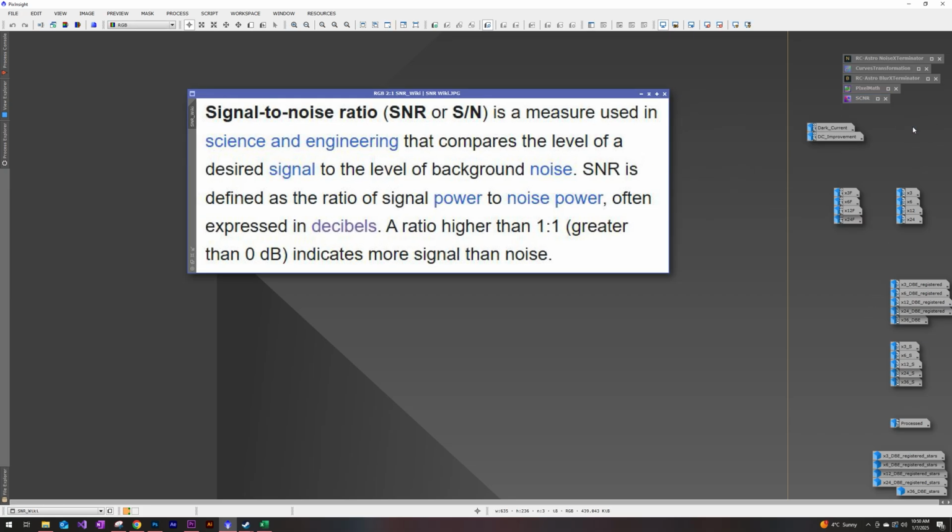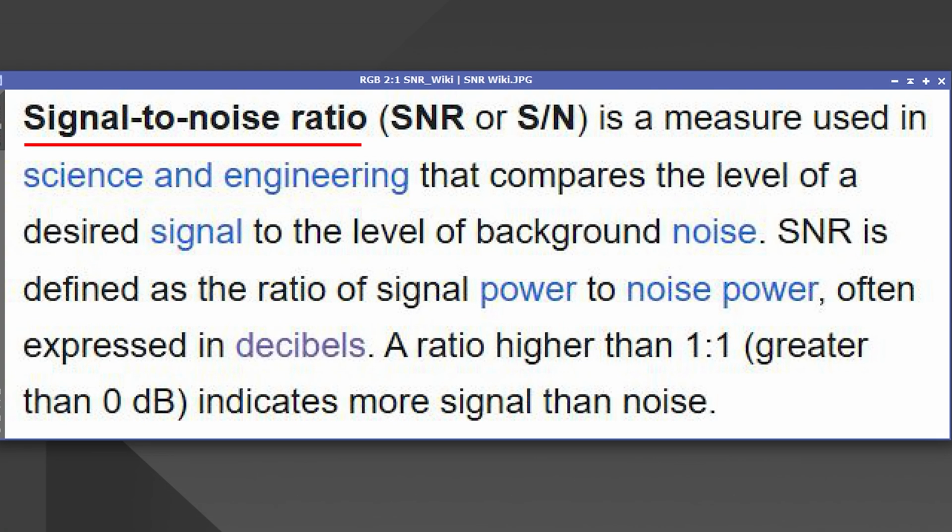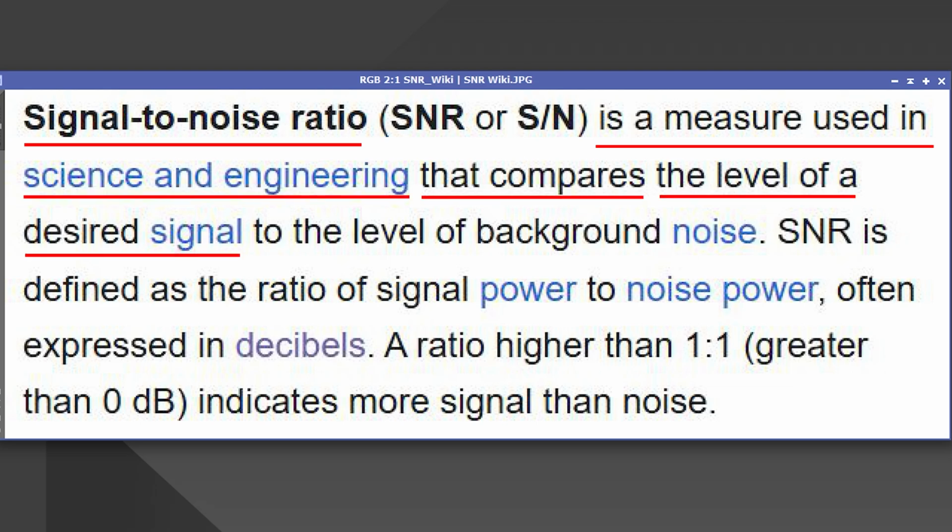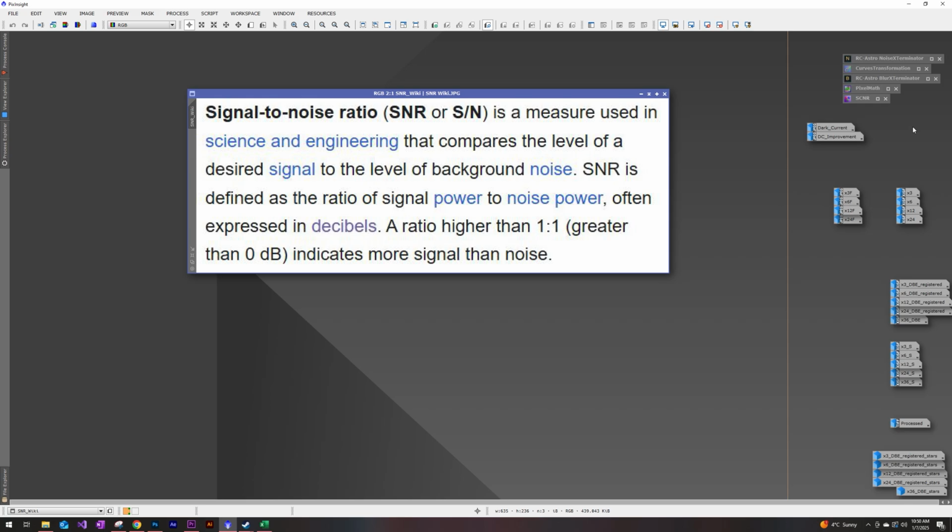Going off of the Wikipedia page here first, signal-to-noise ratio is a measure used in science and engineering that compares the level of a desired signal to the level of background noise. So right off the bat, we can see how this could apply to astrophotography, right? Our desired signal in this case would be whatever celestial object we're shooting. Could be a galaxy, a nebula, a star cluster. Whatever our object is, that's the signal. And the background noise is typically coming from what we're shooting with, being the camera.